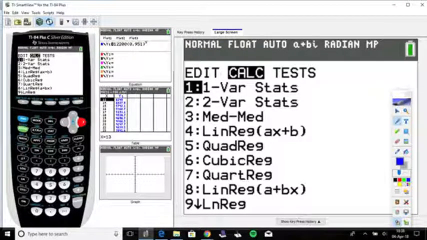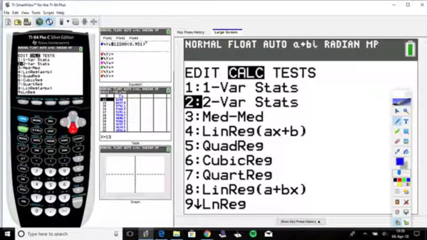So we're going to select a regression here. You can see number 4 says LinReg. That stands for linear regression, so that's for a line. Number 5 is QuadReg for quadratic regression. And then cubic, then quartic. There's linear regression again. Don't know what the difference is. But we're going to scroll down.